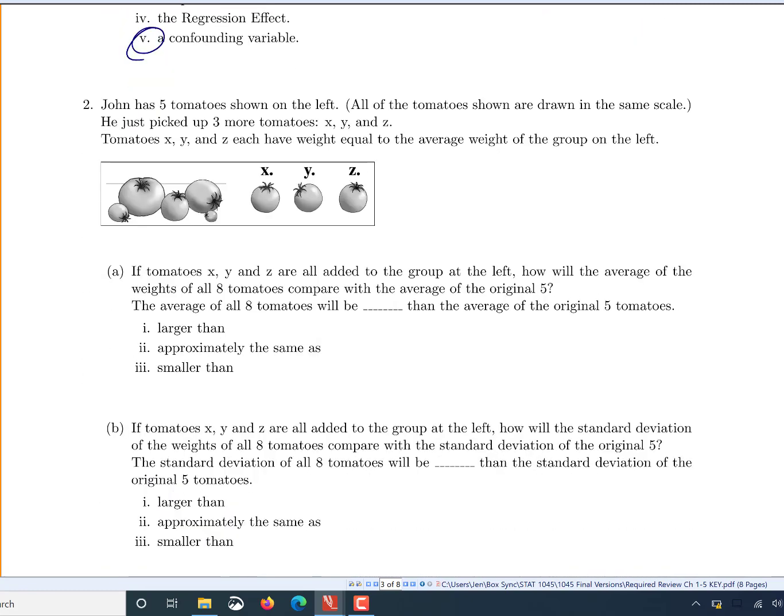Group 2, or problem 2. John has 5 tomatoes here on the left. Everything's to the same scale. He just got 3 more tomatoes, X, Y, and Z, and tomatoes X, Y, and Z have weight equal to the average of this group.